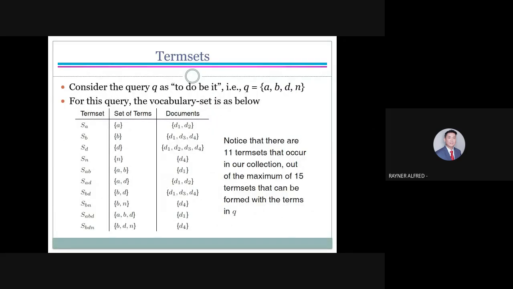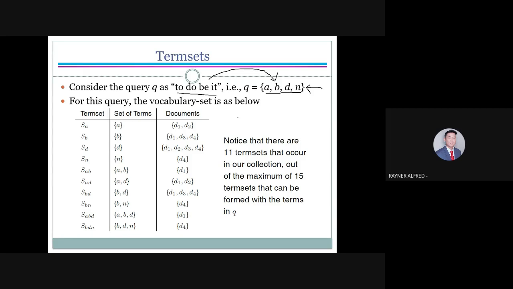Okay, let's suppose we want to query this, D and B. So when we change to a symbol, we have this A, B, D, N. For this query, we are referring to this query. So the vocabulary set is as follows. Since we have 4 symbols here, how many terms could we have, the maximum number of term sets?